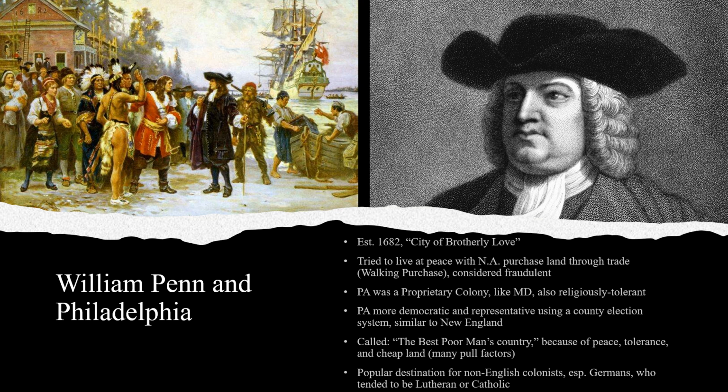This political innovation, combined with the colony's religious toleration, made Pennsylvania, quote, "the best poor man's country," in the words of contemporaries. English colonists from a variety of backgrounds migrated to Pennsylvania due to its pull factors of peace with Native Americans, religious toleration, and representative government. Even colonists from outside of England and the English colonies, like Germany, settled in Pennsylvania.